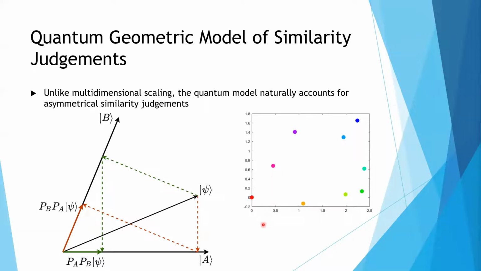Now, to assess the similarity of B to A, you can see these two lengths are different, which would result in asymmetric similarity judgments.